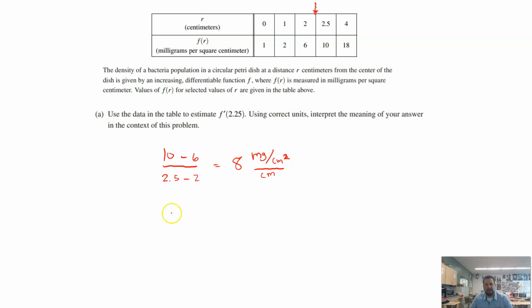Once you do that, it also wants you to interpret the meaning. Now remember, anytime you want to find the derivative, you just say that is the rate of change of whatever function we took the derivative of, so in this case f of r, when r equals 2.25. If you accidentally use t instead, that's fine. You'd still get all the points on that one. So there's your answer for letter A. You got everything that you needed to.